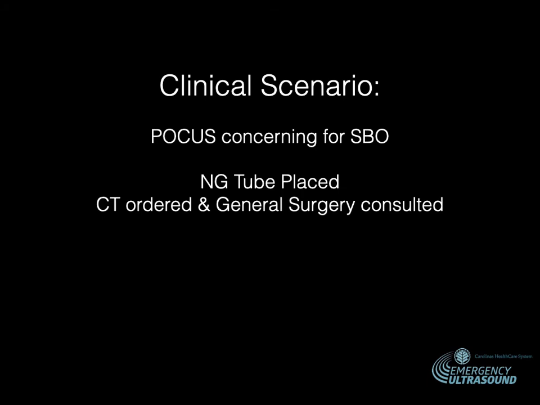So in this case, let's say your CT is backed up, you're seeing clinical signs of small bowel obstruction, you're concerned about it, you do an ultrasound and you're like, yeah, this patient has a bowel obstruction. I know I need to get a CT. We're going to look for that transition point on CT, but immediately maybe I can go ahead, place my NG tube, consult general surgery, and have everything ready to go. Make sure I'm treating the patient's pain.